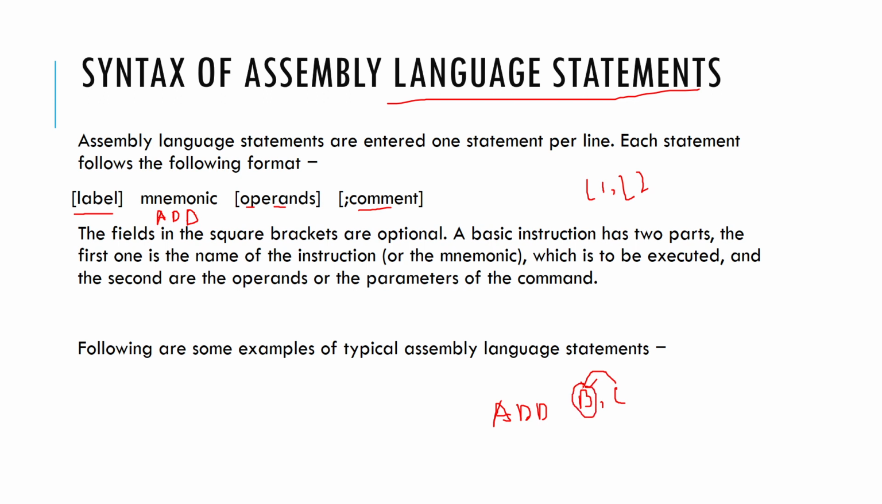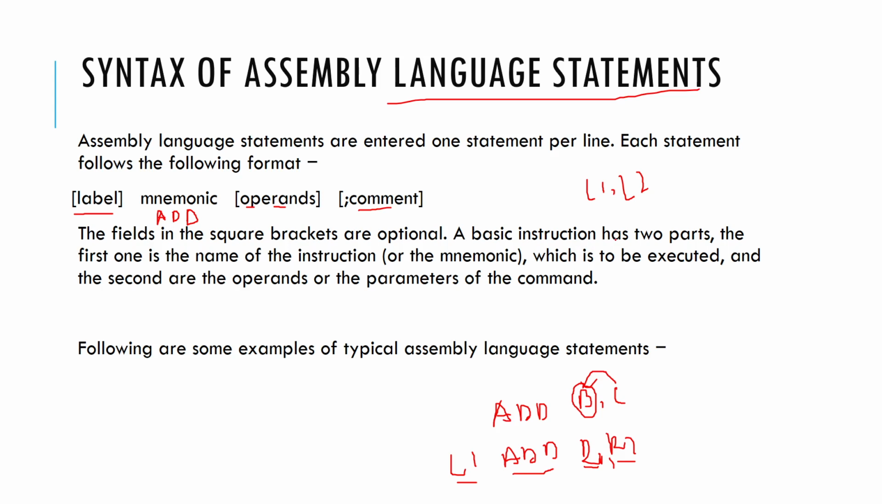This B location, just like L1: add R1, R2. So here L1 is the label, add is the mnemonic, and R1 and R2 are the operands. Understood? The fields in square brackets are optional. This label is optional.